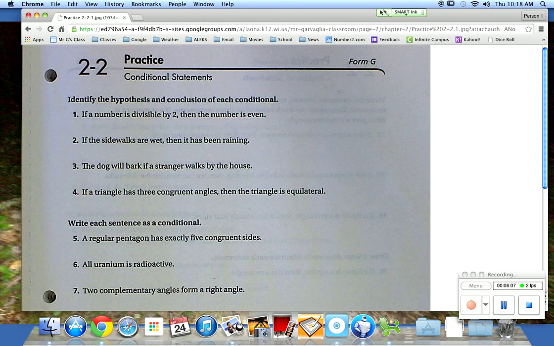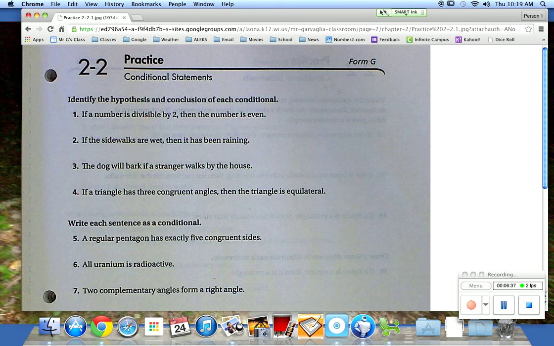Megan, if the sidewalks are wet, then it has been raining. I want the converse. Good job, Megan. I want the negative of it. The negative of number 2. The inverse. Yeah. Good job.